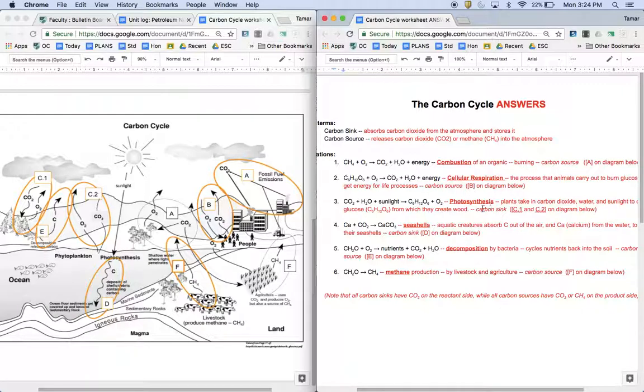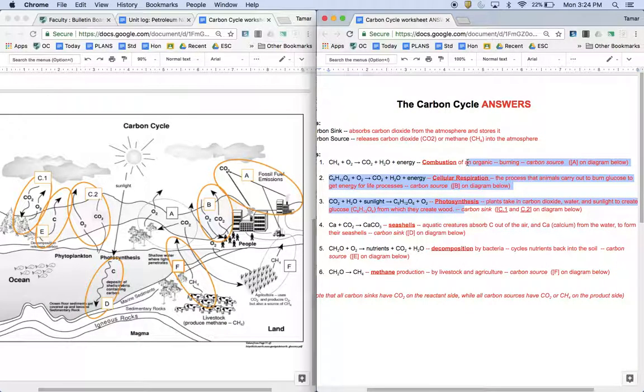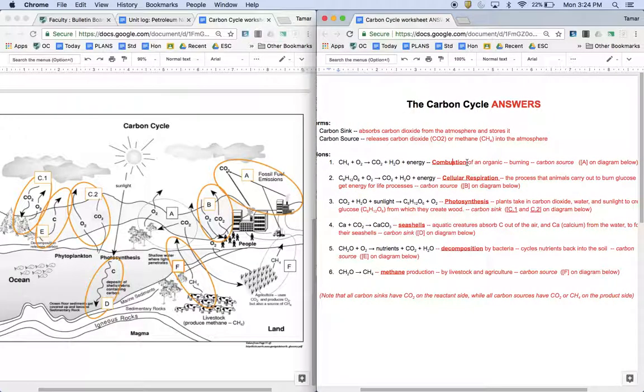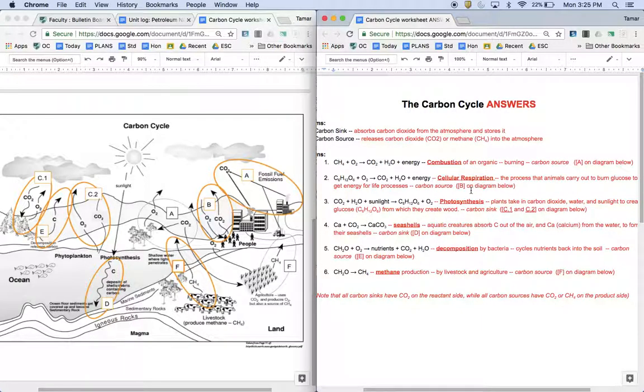One final point is, with these top three that I did the first time, there is also an energy aspect to it: combustion and cellular respiration release carbon dioxide into the atmosphere and also release energy. You can see it right here. So they are highly exothermic. That means releasing energy.